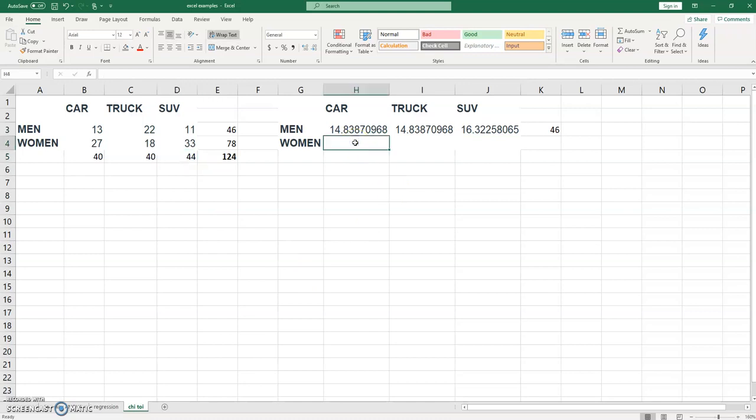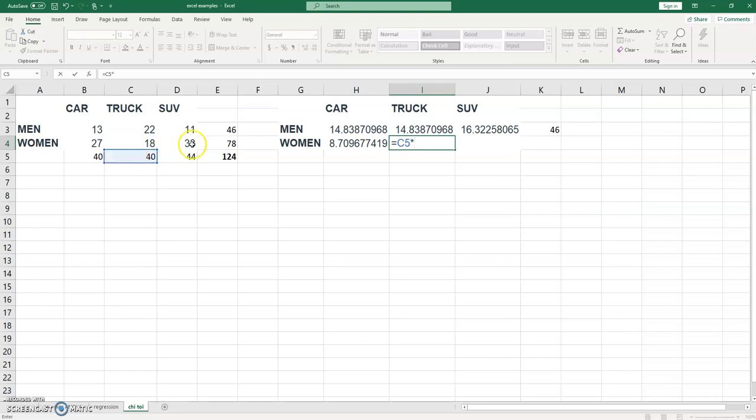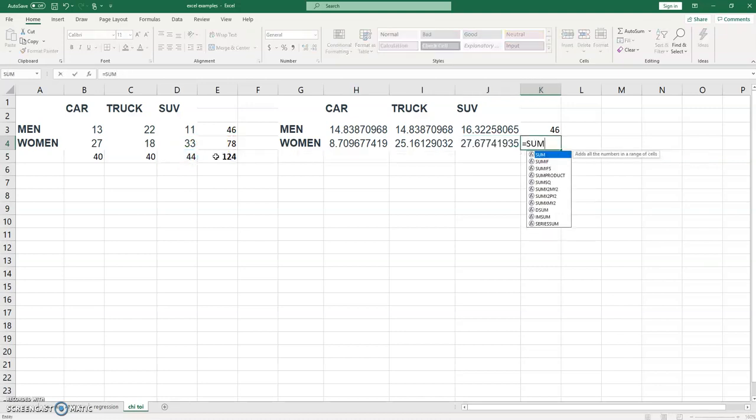We'll do the same thing for the women, taking into account that there were more women. So we're going to do these values divided by the total. We're going to do these values divided by the total. And we're going to do these values divided by the total. When we sum across, we could have dragged down, but we'll just do this.